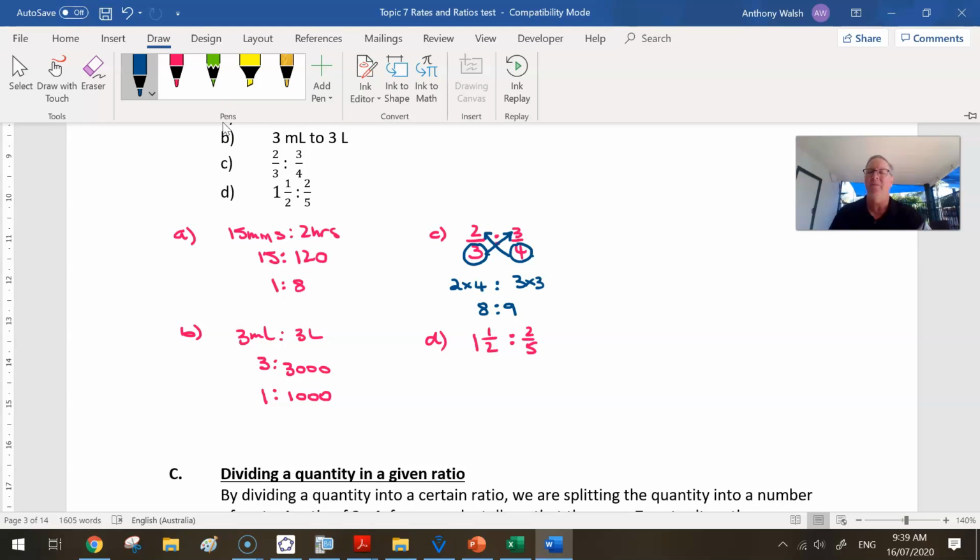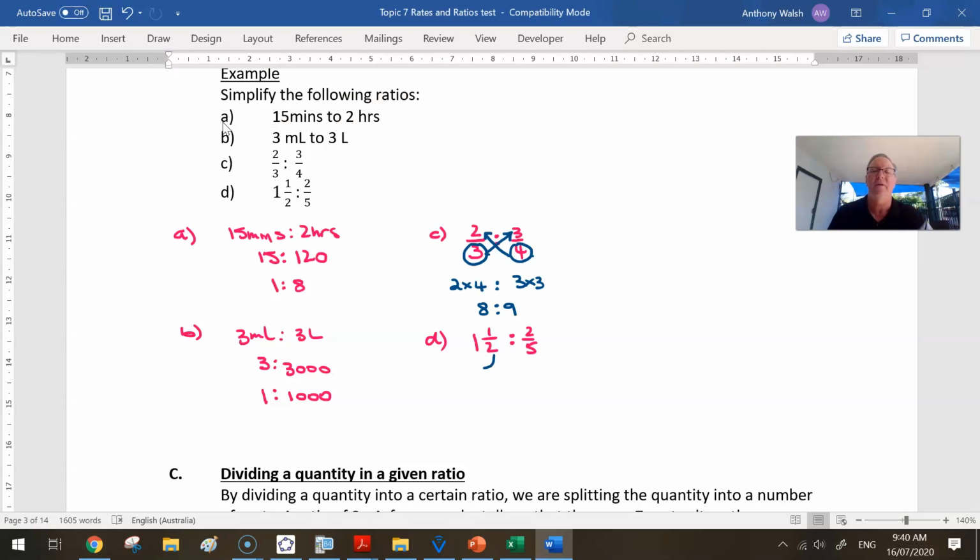So remember how we did this previously? 1.5. How do I change that into a mixed number? Sorry, it is a mixed number. How do I change it into an improper fraction? I take the 2 at the bottom of the fraction and multiply it by the number at the front. And then whatever that is, I add it to the top. So in the case of 1.5, 2 by 1 is 2, plus 1 is 3. So 1.5 is the same as 3 on 2.